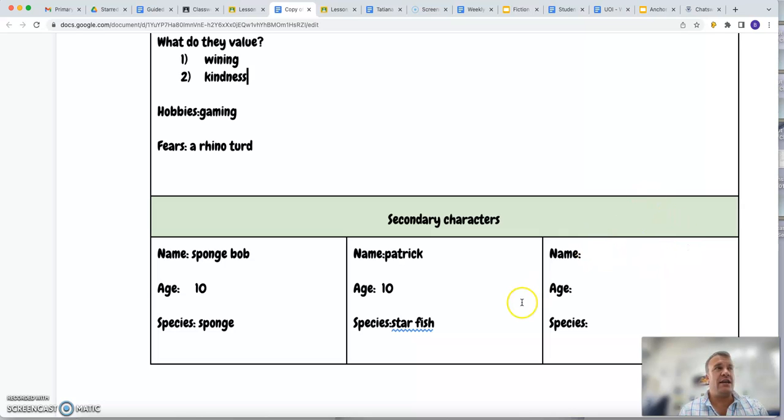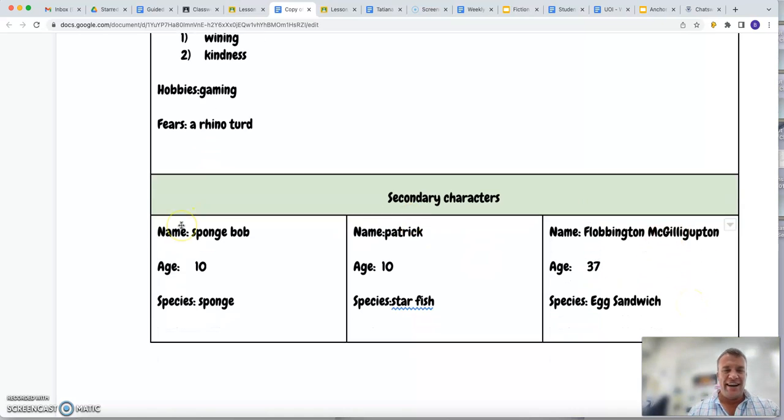So we can see that young Daxton needs to go back here and make one more secondary character. For now, it's just going to be Flobbington McGilligupton. He's 37, and he is an egg sandwich. Cool. Excellent. So we have SpongeBob, Patrick, and Flobbington McGilligupton, the egg sandwich.